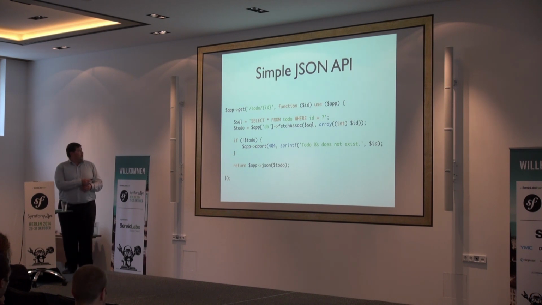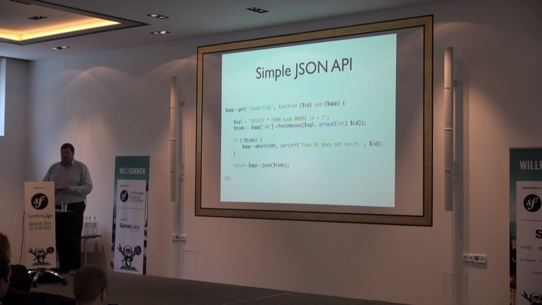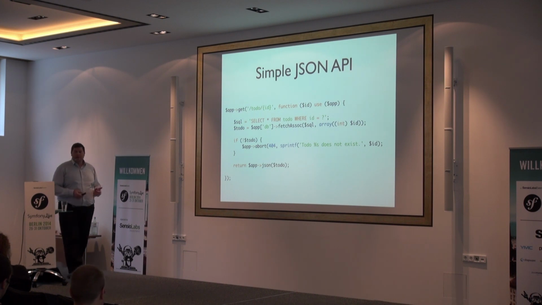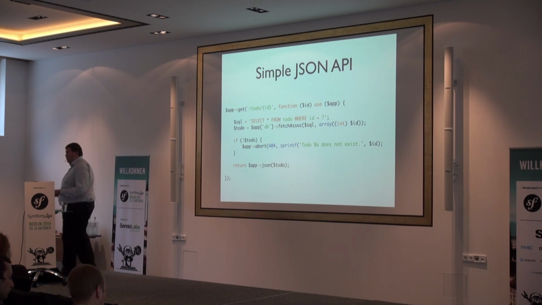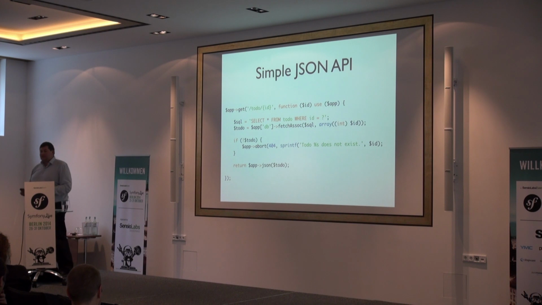So here we just want to map the /to-do/some-id, and we want to return an object for the to-do item. In this case, we're simply going to select star from to-do, where ID equals the ID that we passed in. If we don't have a result set, we want to abort the request and show a 404 page. Otherwise, I want to pass the to-do list to JSON encoder. So that's all we do here.